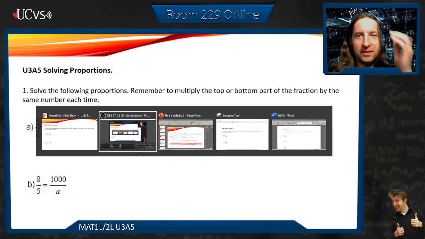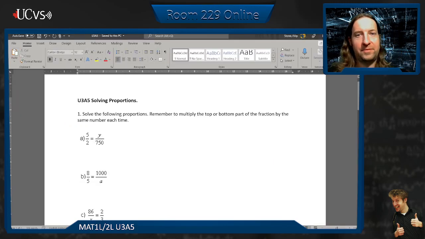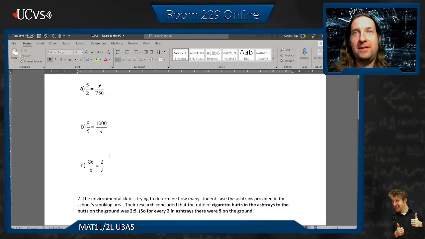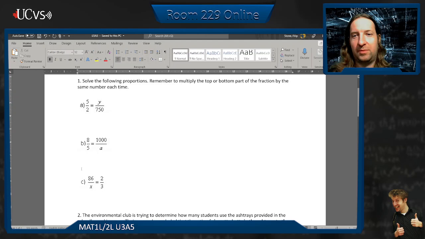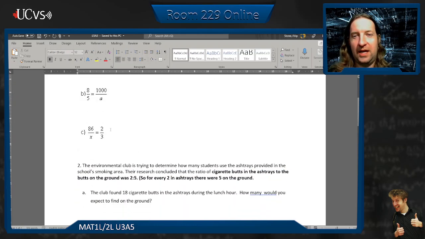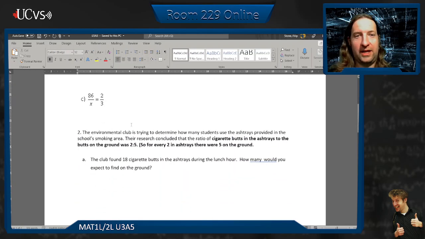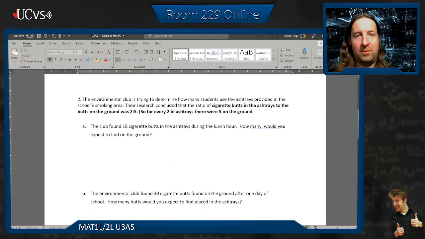There's 3 of them. Let's just go find the assignment. So there's three proportions that you have to solve. Remember, multiply across the diagonal, divide by the third. Multiply across the diagonal, divide by the third, and we're good to go. Then there's 2 word problems. This one, again, is just another one of these environmental club ones, this time looking at cigarette butts either in ashtrays or on the ground.